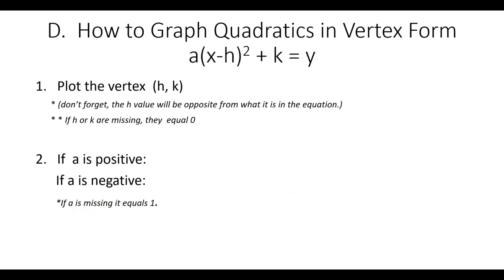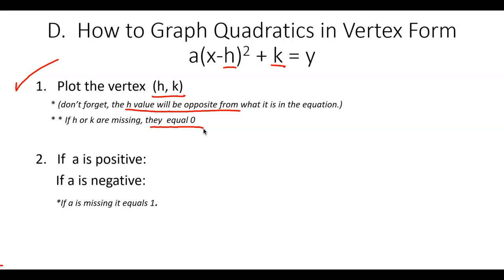So here are our steps for graphing today then. We're going to plot the vertex. So whatever these numbers are, those make up your vertex. Just don't forget that the h value will have an opposite sign. And also, once again, kind of like when we did absolute value functions, if the h or k are missing, they equal 0. So if there's no h there or if there's no k, we can assume that they are 0.